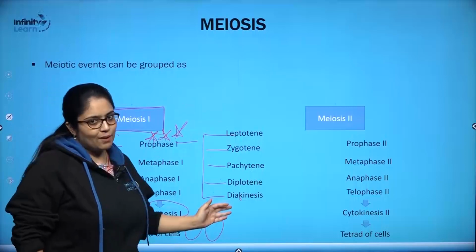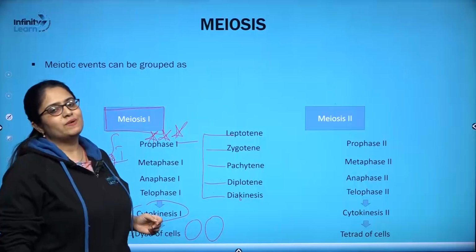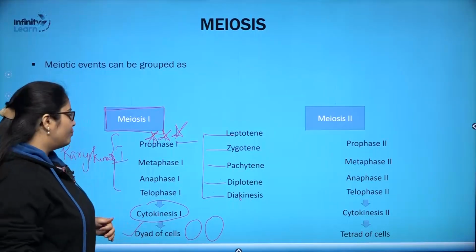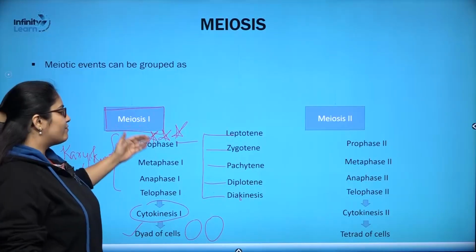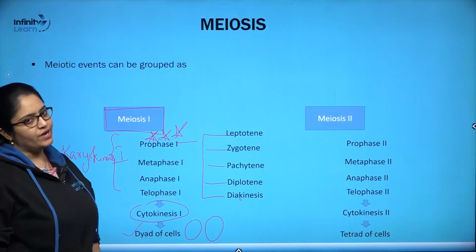It is quite elaborate, and very important steps, functions and changes take place inside a cell undergoing prophase 1, which I will explain in the coming few minutes. Prophase 1 is followed by metaphase 1, anaphase 1, telophase 1 and finally cytokinesis 1, leading to formation of a dyad of cells.